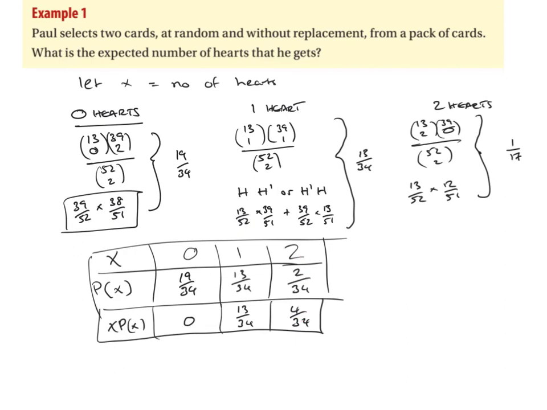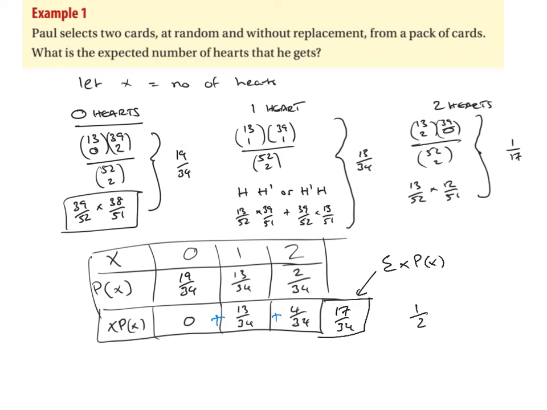We're trying to do the expectation of x. So all we have to do, if we set it up as a table, is put an extra column in and work out the sigma of x times p of x. All we're doing is adding this to this to this. So let's do that in our heads now. 13 plus 4 is 17 over 34, and we can simplify that to be equal to a half.